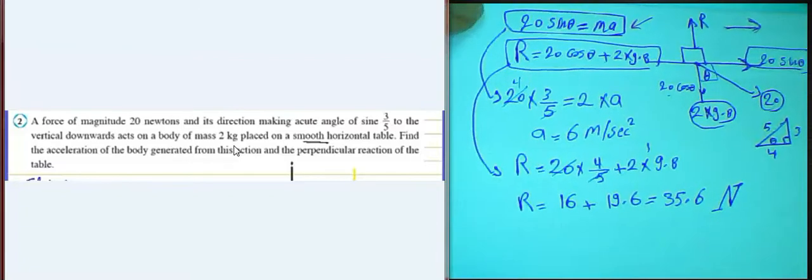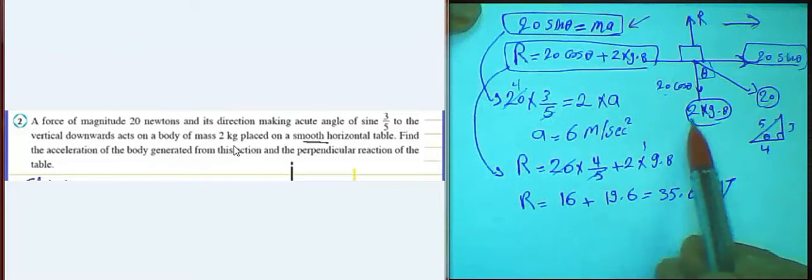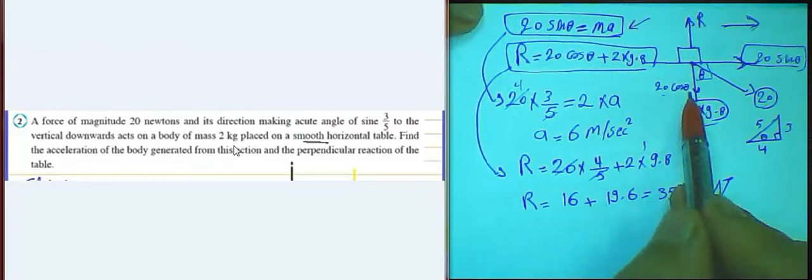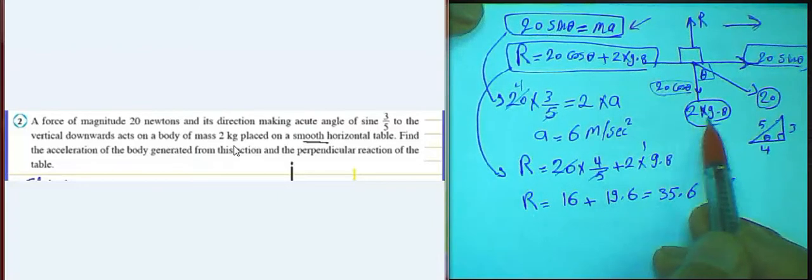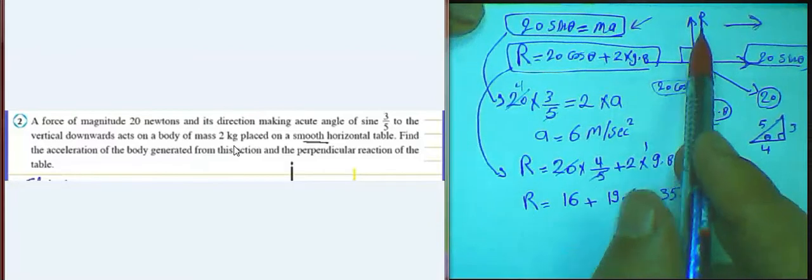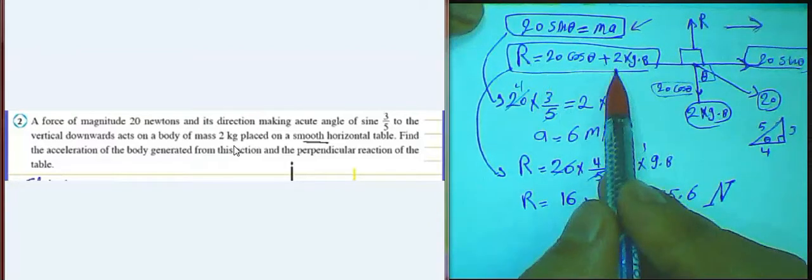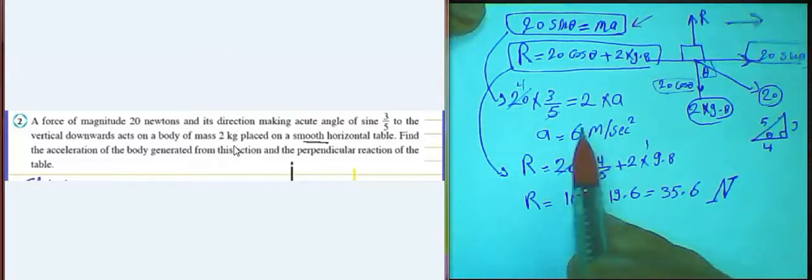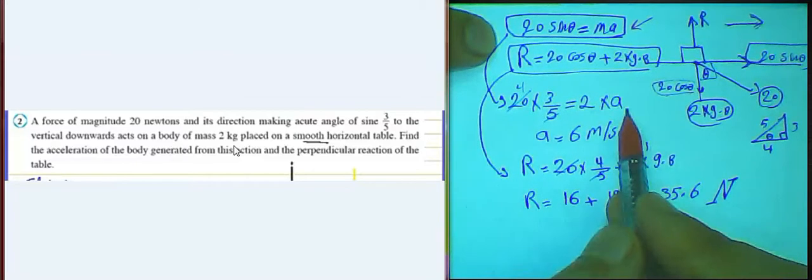And we have two forces here, the weight and 20 cosine theta. 20 cosine theta plus 2 multiplied by 9.8 equals R. Then R equals 20 cosine theta plus 2 multiplied by 9.8. From relation number 1 we can find the acceleration.